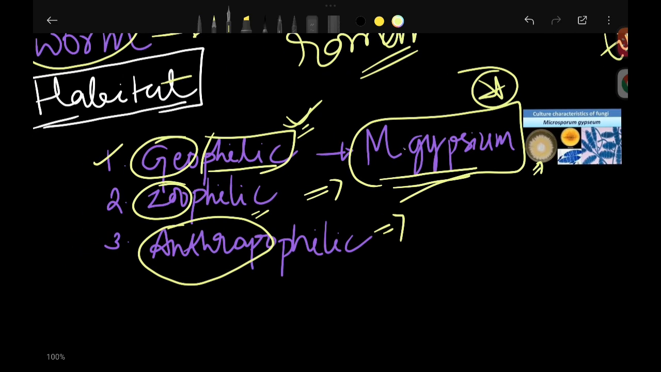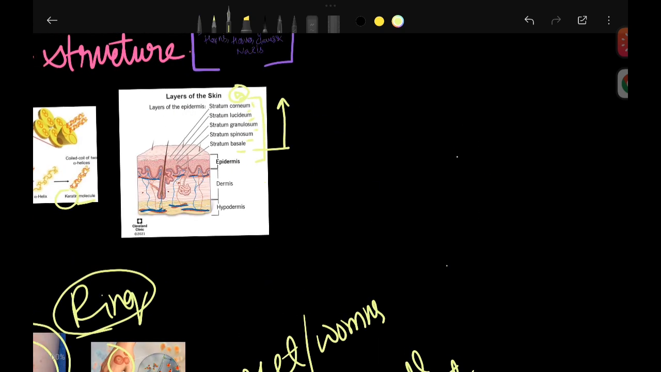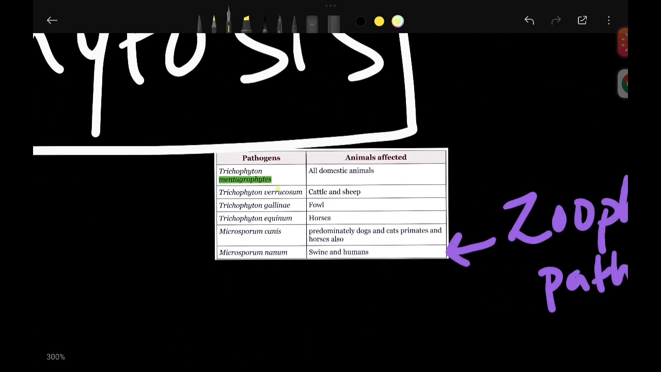After geophilic, the next ones are zoophilic and anthropophilic. Anthropophilic pathogens prefer to live in the human body, so this is not a concern for us. For veterinary importance, we are more focused on zoophilic dermatophytes, and those are named here: Trichophyton mentagrophytes, Trichophyton verrucosum, Trichophyton gallinae, Trichophyton equinum, Microsporum canis, and Microsporum nanum.